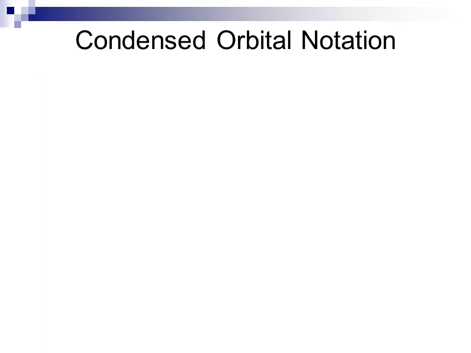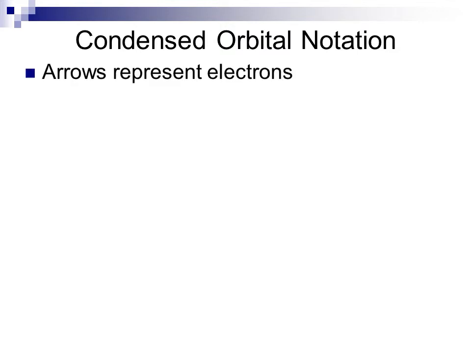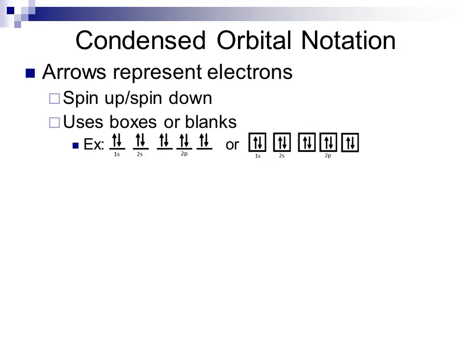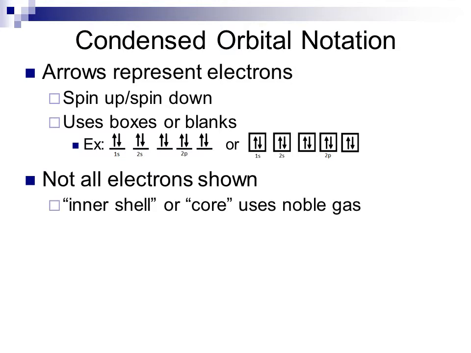Now, condensed orbital notation functions generally in the same way as a standard orbital notation, where we have arrows that represent electrons that are spin up or spin down electrons, and using boxes or blanks, just like we did before. However, not all the electrons in a condensed orbital notation will be shown. All the inner shell, or what we call core electrons, are represented using the elemental symbol for the noble gas inside of a bracket. So if I look at an element like the one above, where I have 10 electrons, the first noble gas in the periodic table is helium, which has 2.